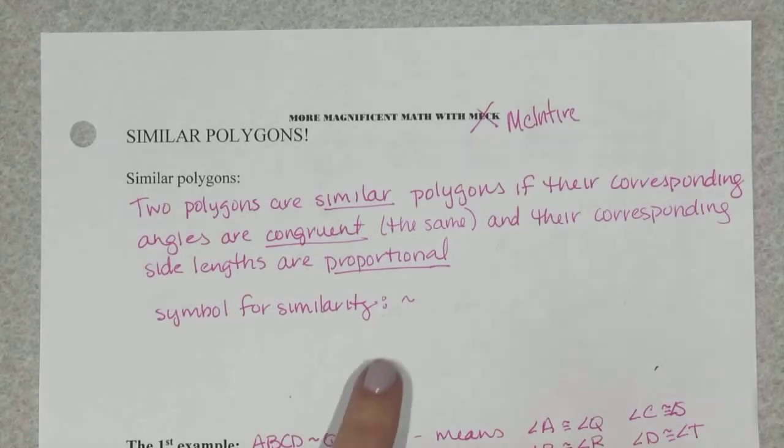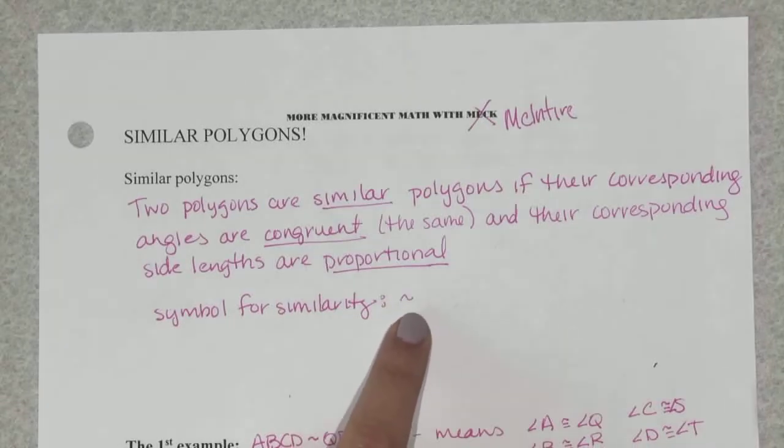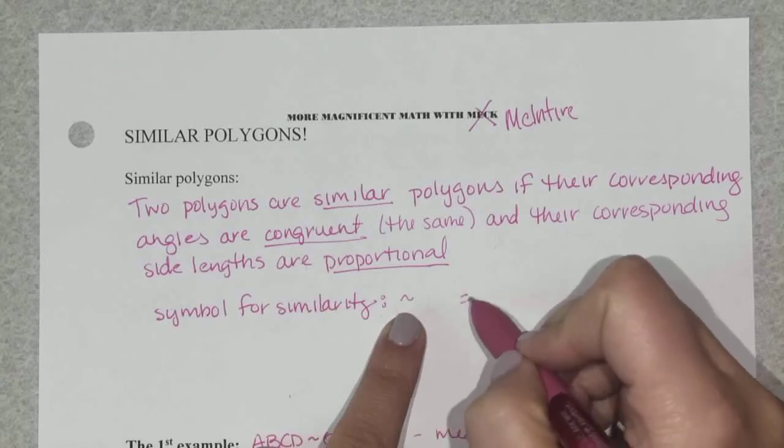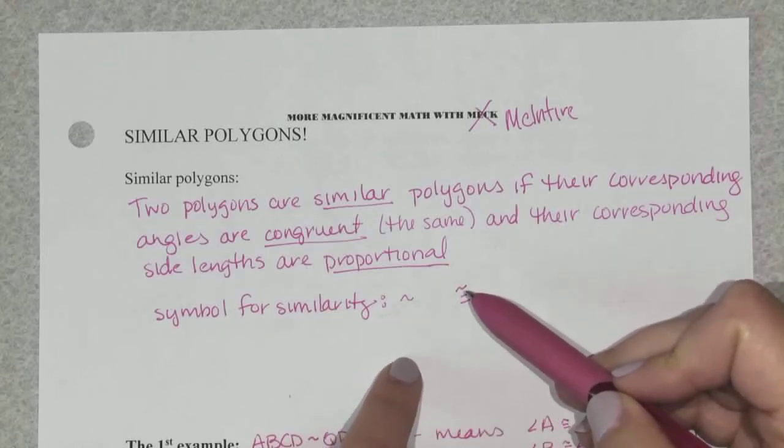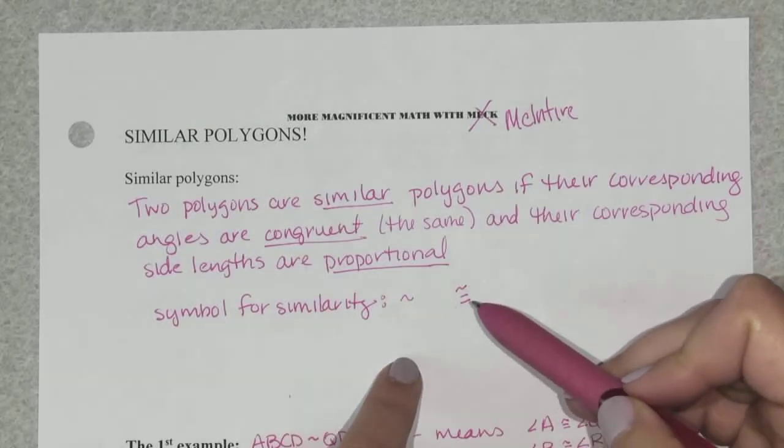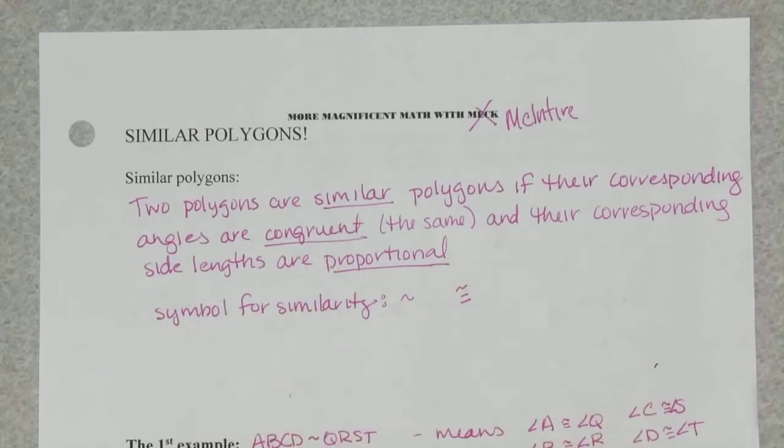Okay, the symbol for similarity is just that little squiggle right there, which you should recognize because the symbol for congruence had that same squiggle, but included the equal sign because congruent means the exact same.